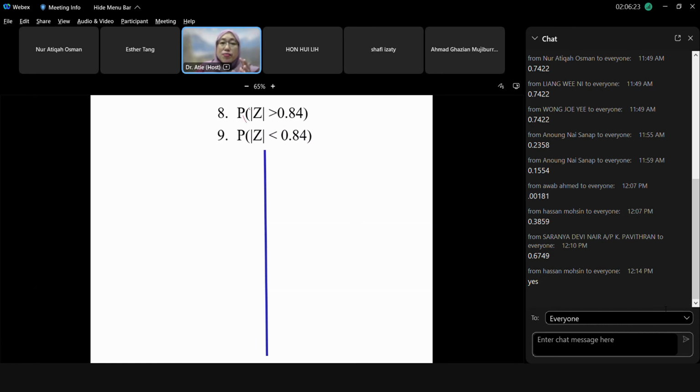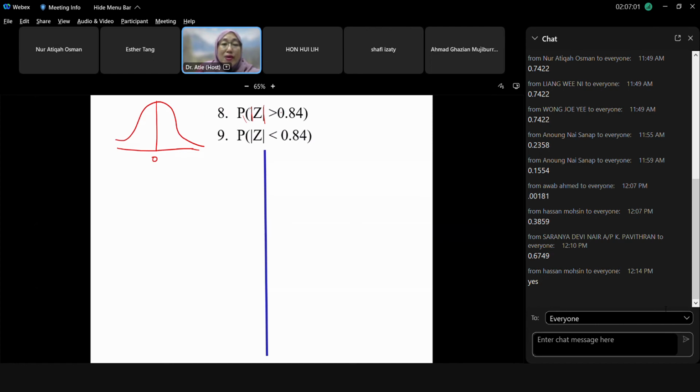For number 8 and number 9, I don't want you to focus on the absolute value only. The main purpose of me giving this example is for you to look at what happens if the area occurs on both the right and left side and they have equal area. So for example, for number 8, the area that I'm trying to tell you is actually this.